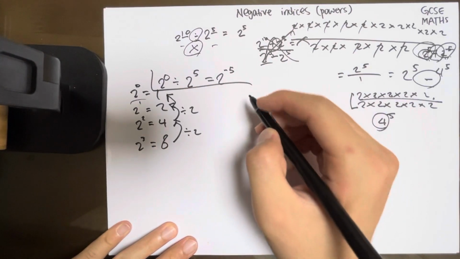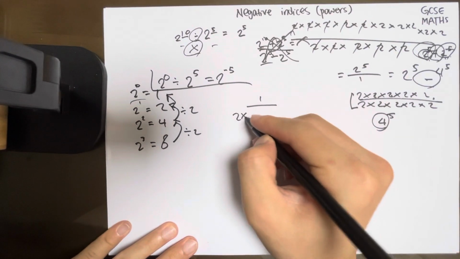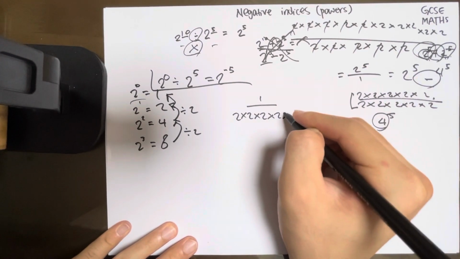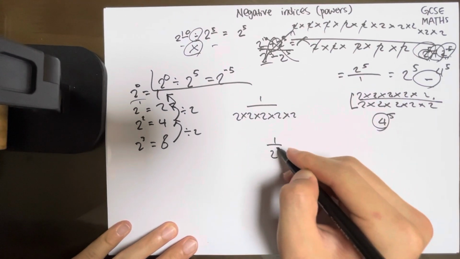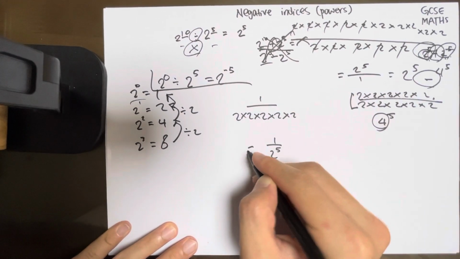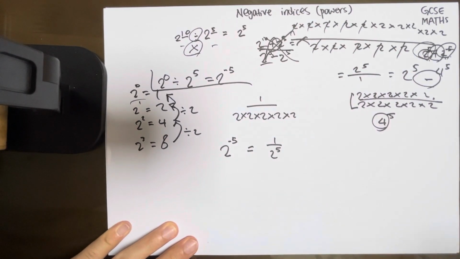So 2 to the power of 0 is going to be 1 divided by 2 to the power of 5, which is 2 times 2 times 2 times 2 times 2, right? So what is it? It's 1 over 2 to the power of 5. That is equal to 2 to the power of negative 5. That's basically all you have to know.